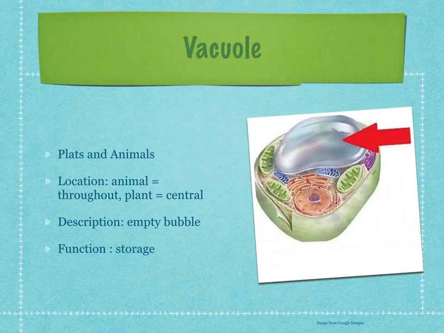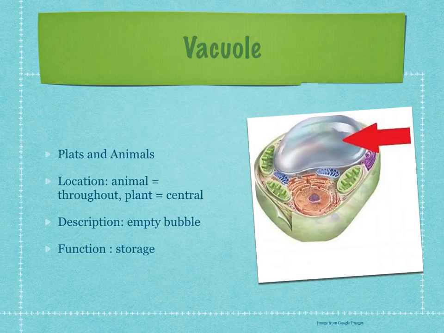Vacuoles are found in plants and in animals. Sorry, that's a typo. It says plants. That should say plants and animals. In animals, these vacuoles could be anywhere because they're temporary. Animals have to get rid of waste and take in goods. Plants, the vacuole is going to be central. That's because I need access to all of the things that I'm storing: water, carbon dioxide, oxygen, glucose, any of the things that I need for cell respiration and for photosynthesis.